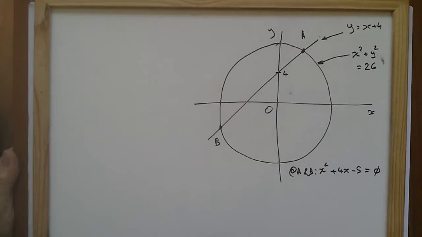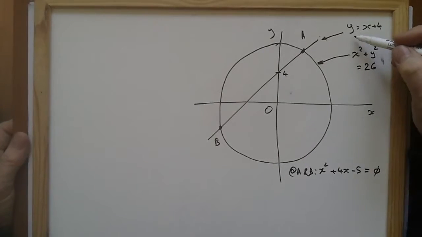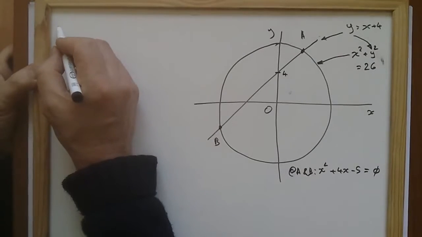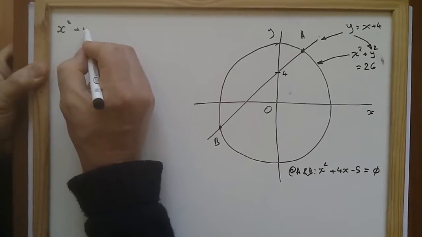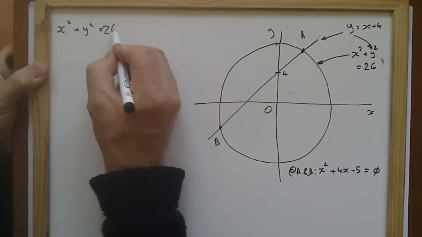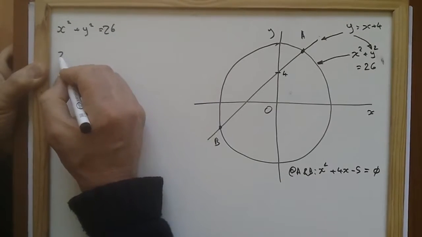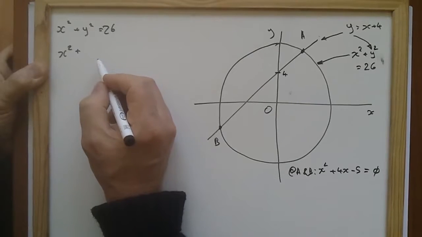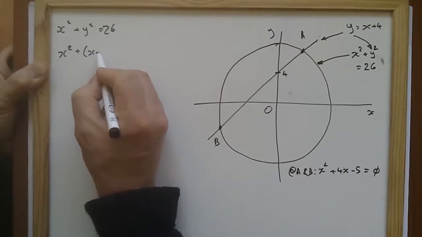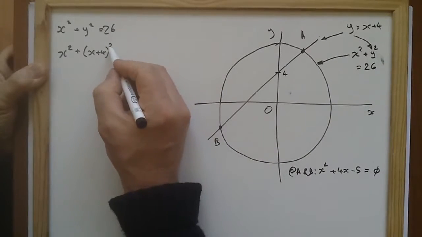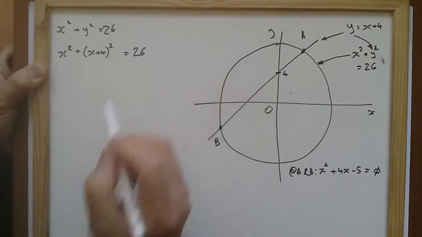So let's just focus on point A, and we can just substitute for y in this equation. So we start with x squared plus y squared is equal to 26, and we can rapidly change that to x squared plus, and instead of y we put x plus 4, which is the value of y at that point, squared equals 26.